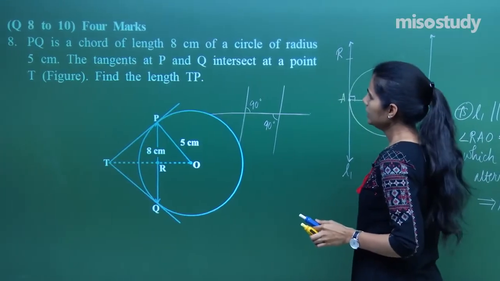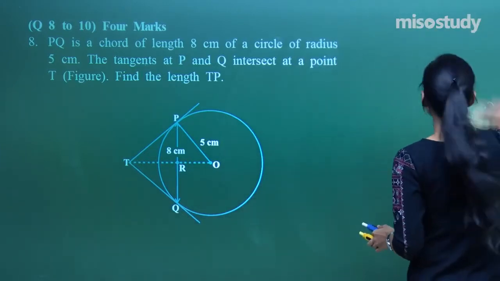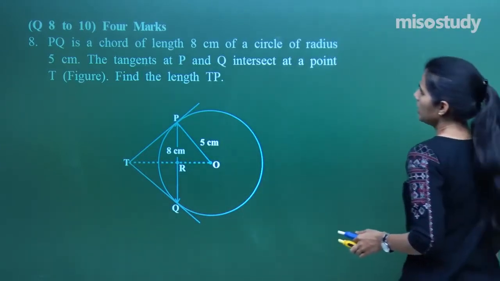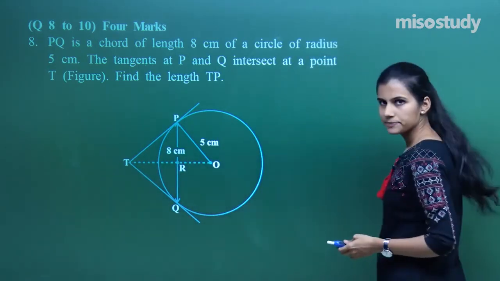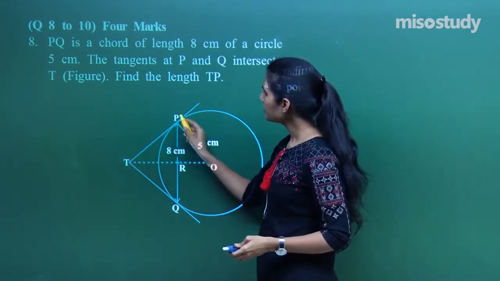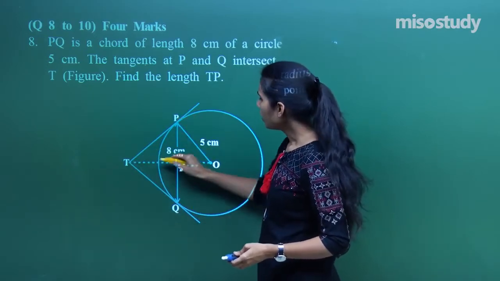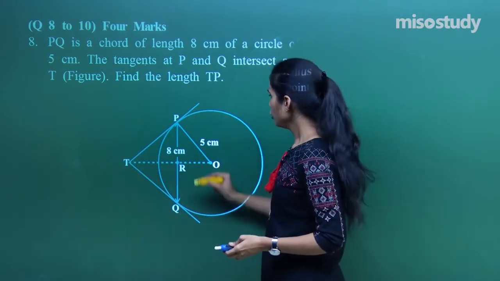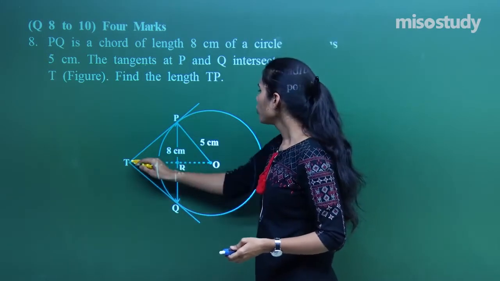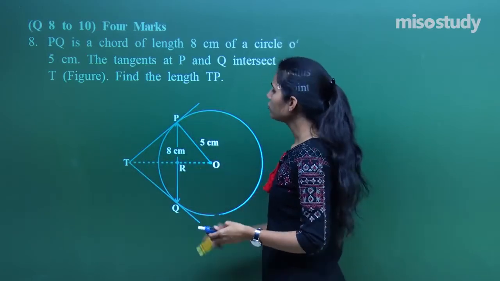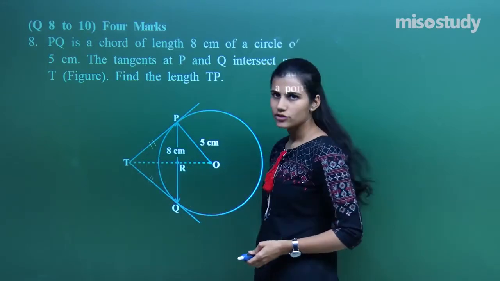Next question says that PQ is a chord of length 8 centimeters of a circle of radius 5 centimeters. The tangents at P and Q intersect at a point T. Find the length TP. Before we talk about the length of the segment TP, focus upon the 2 triangles PRT and QRT. You all know that OP is the radius, or let me not talk about it right now. If you focus upon angle RTP and RTQ, you know that TP is same as TQ because from an external point, when you draw 2 tangents, they are equal in length.